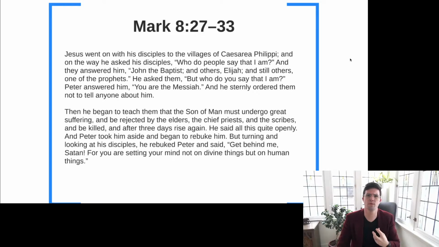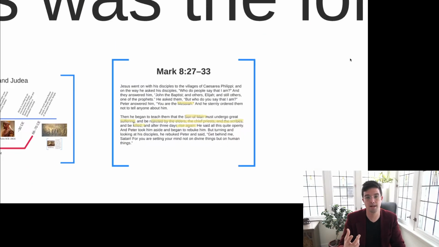And so we see this idea of a suffering Messiah also in the Apostle Paul, but Mark really presents it in this narrative form. So here we have this suffering. I've highlighted here the suffering, being rejected by the chief priests and the scribes, being killed and rising again. These are the things that characterize Jesus as Mark's suffering Messiah.